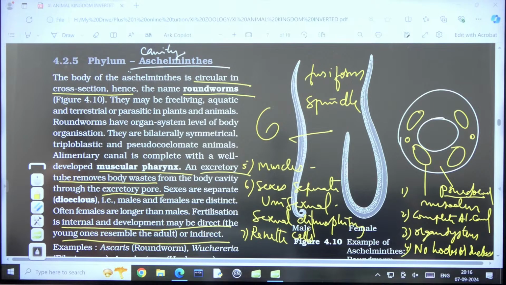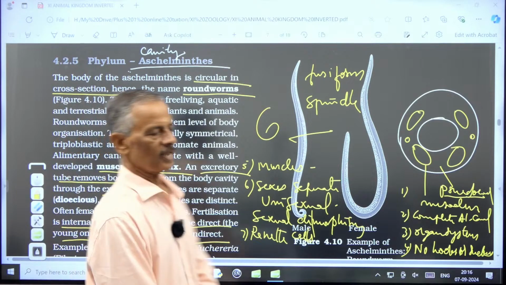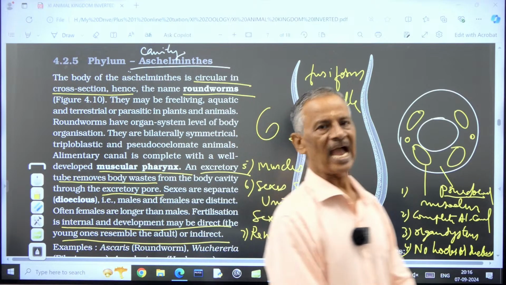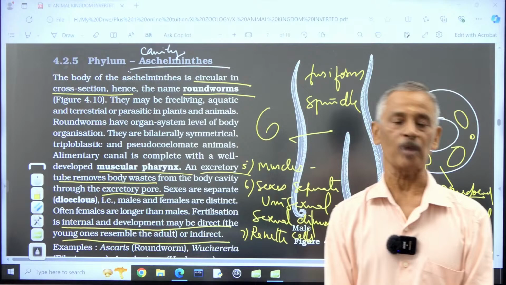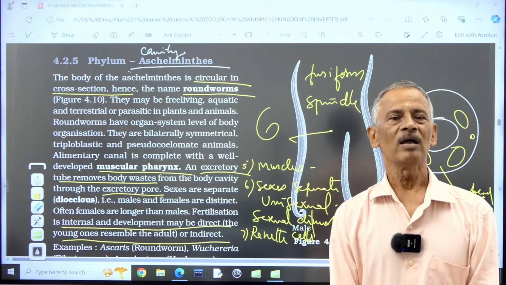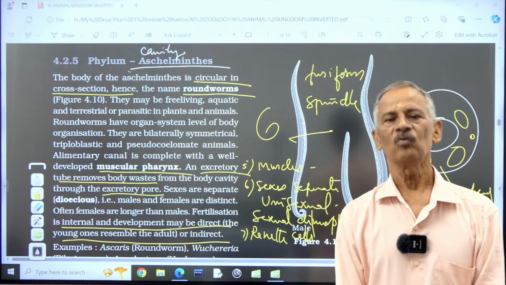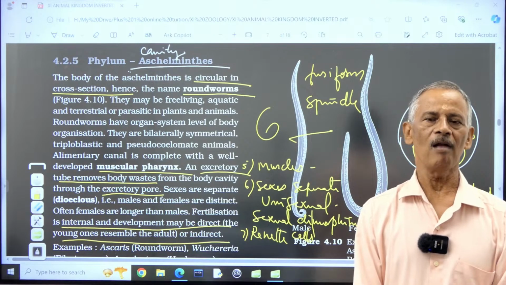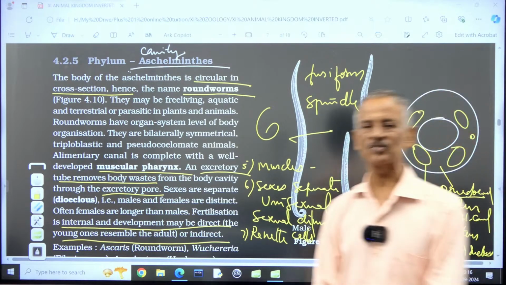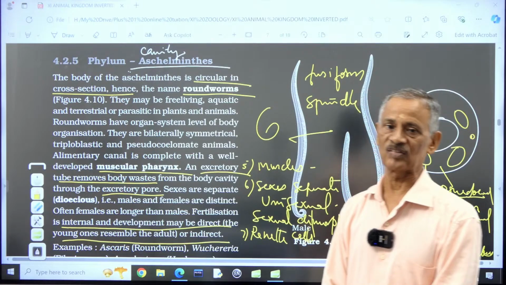Very common one is Ascaris, formerly called roundworm. The disease it causes is called ascariasis or roundworm trouble. Children and others get worm trouble from these large-sized worms. That symptom is called ascariasis or worm trouble.